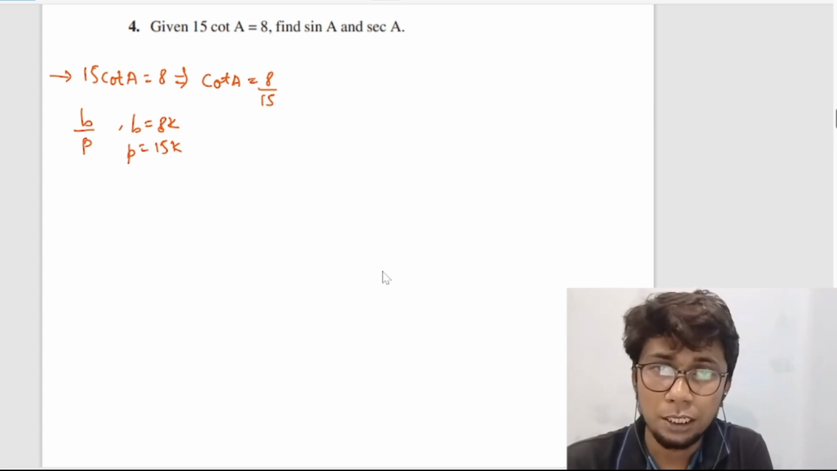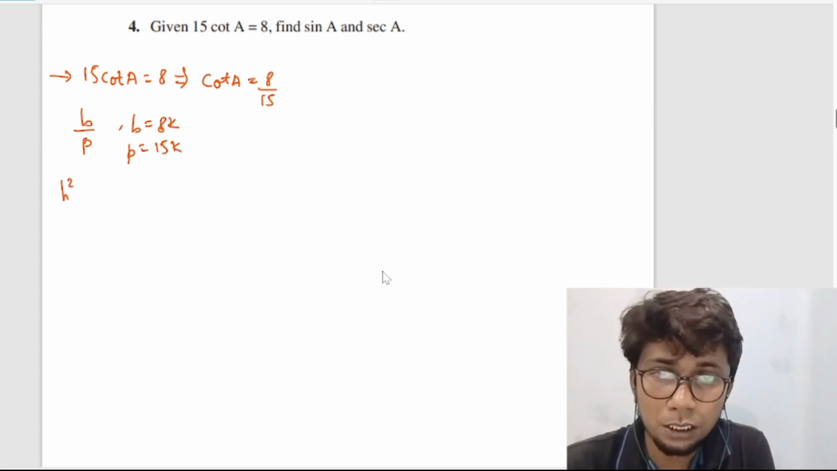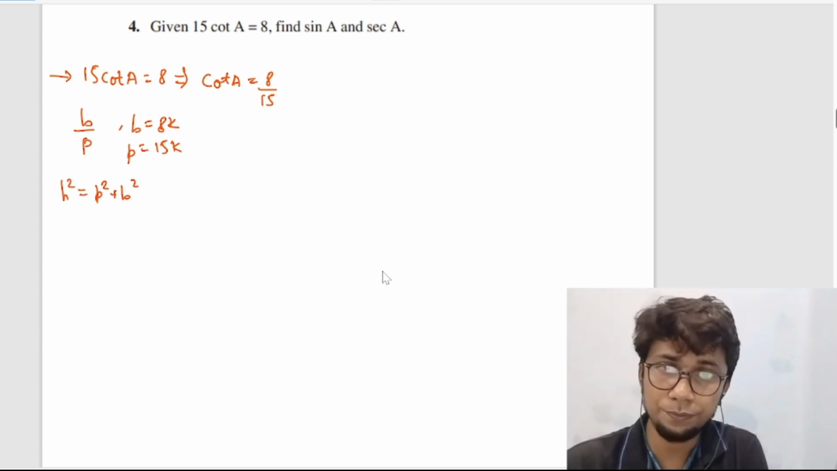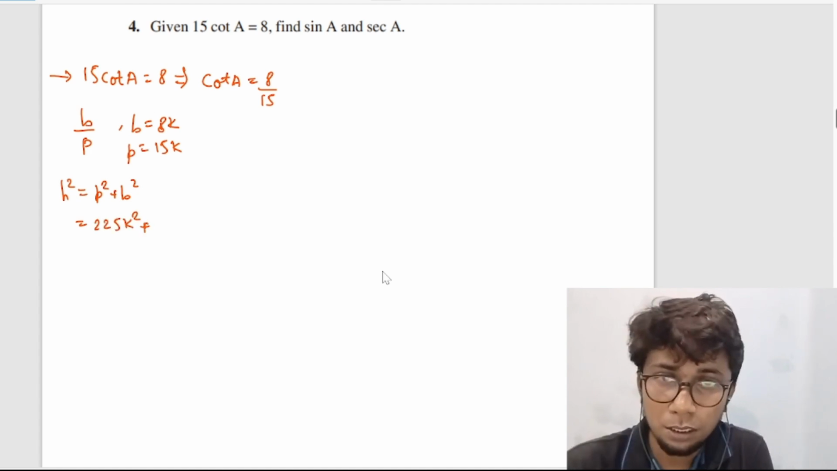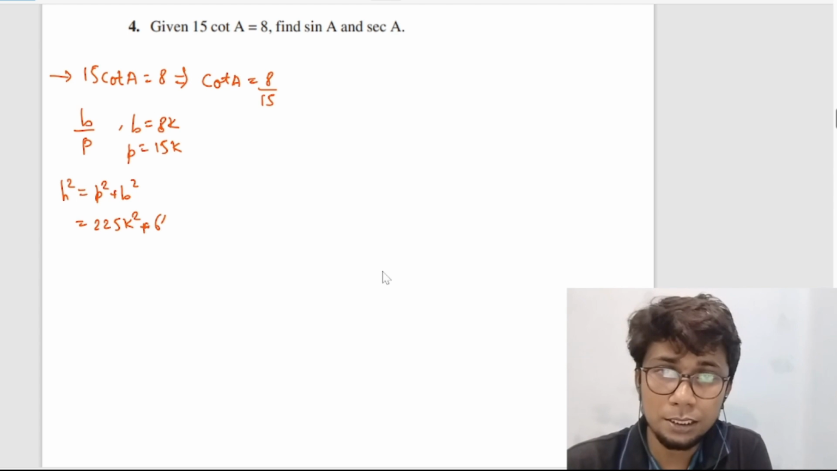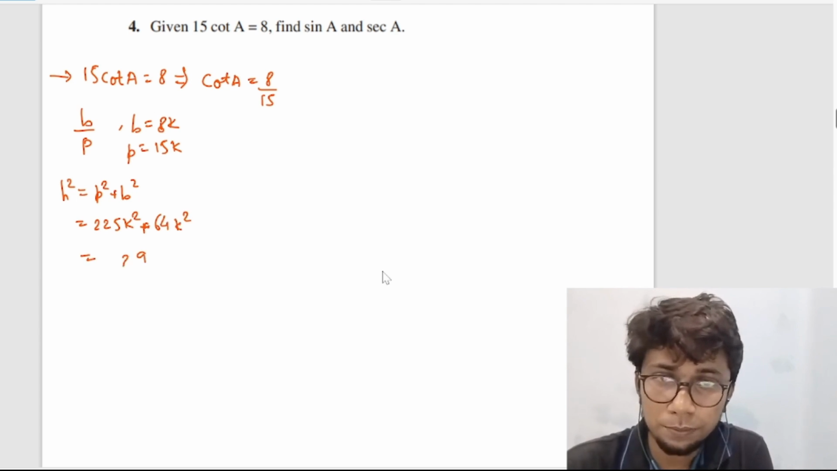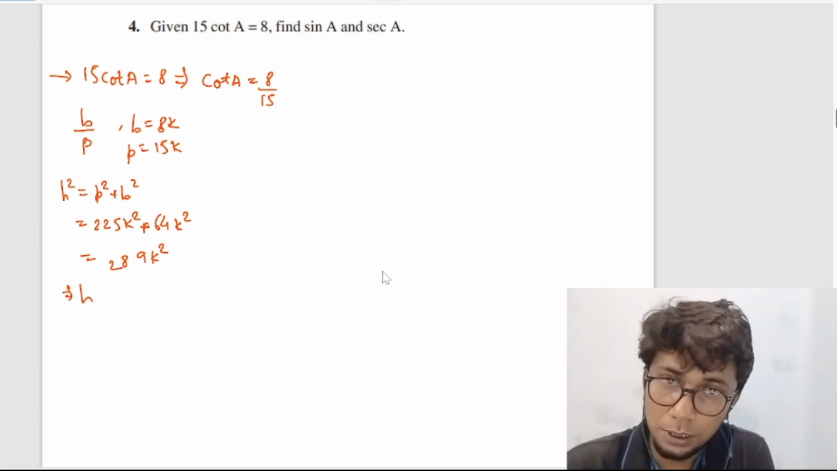That's fine, right? Now we can use the Pythagoras theorem, that is h square equals to p square plus b square. What is it? Equals to 15k square, that is 225k square, plus 8k square, that is 64k square. What is it? 289k square. This means your hypotenuse will be 17k.